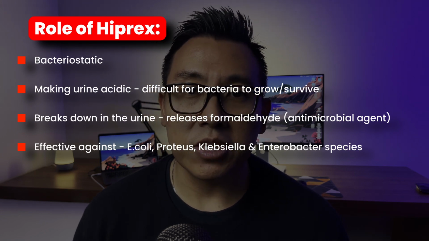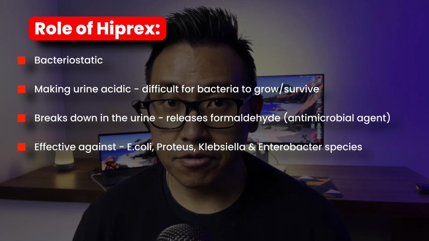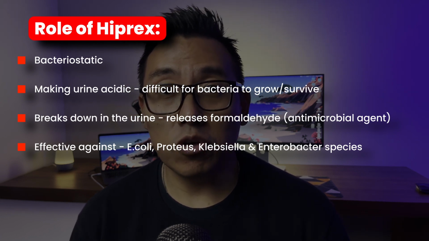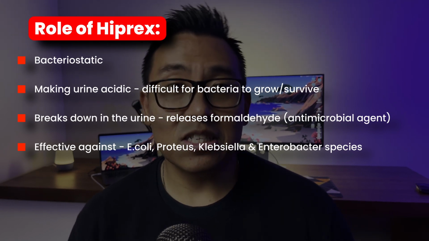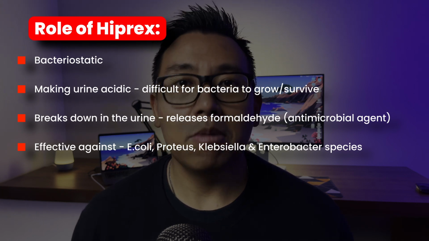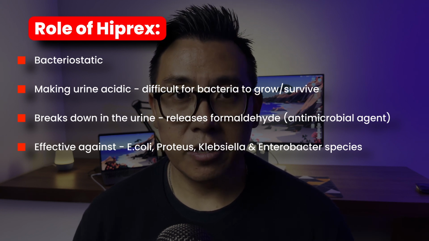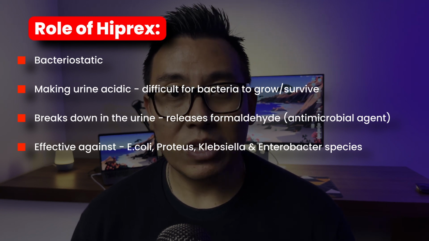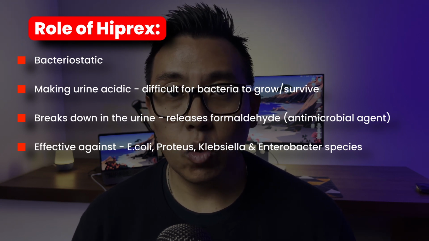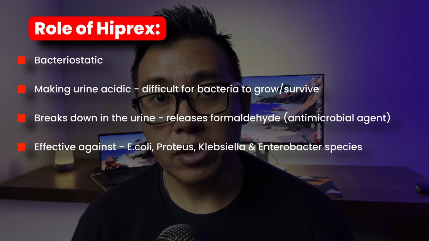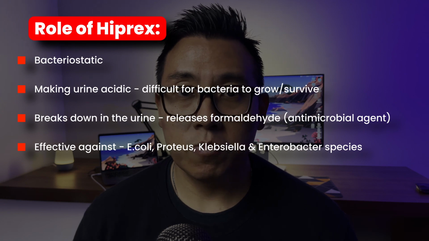Its effect is non-specific and here's how it works its magic. First, it creates an acidic zone in your urine, making it a real challenge for those bacteria to grow and survive. But that's not all. Hiprex is like a secret agent in disguise. It's made up of methenamine hippurate, which, when it breaks down in urine, releases formaldehyde. And guess what? Formaldehyde is one heck of an antimicrobial agent. It's like the ultimate enemy of the UTI-causing bacteria, including the notorious E. coli, Proteus, Klebsiella, and Enterobacter species.